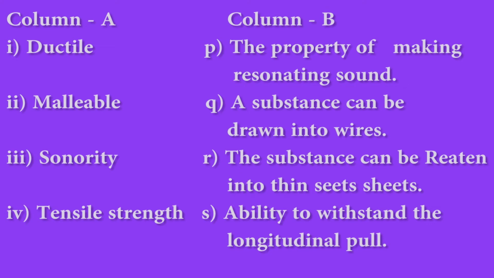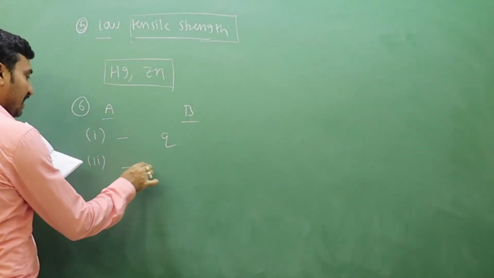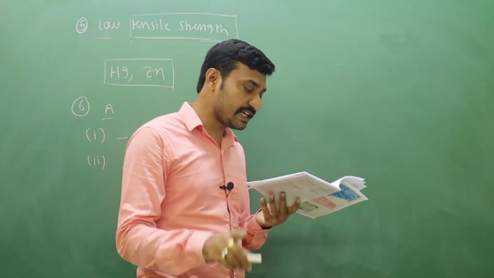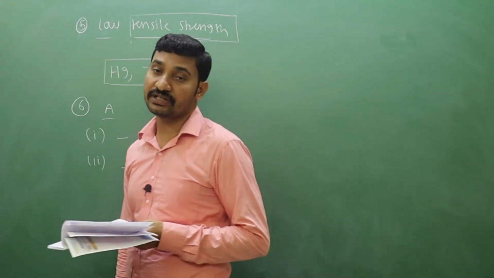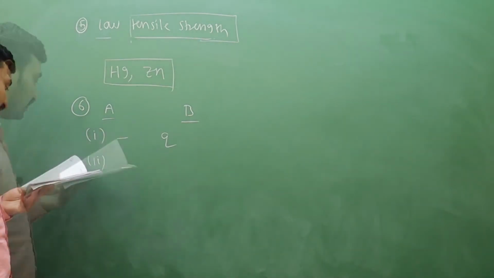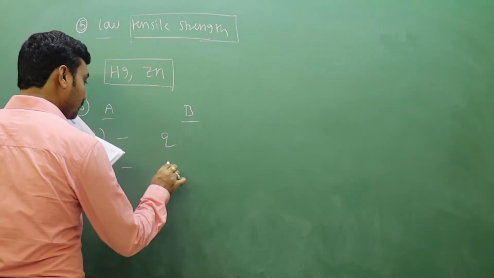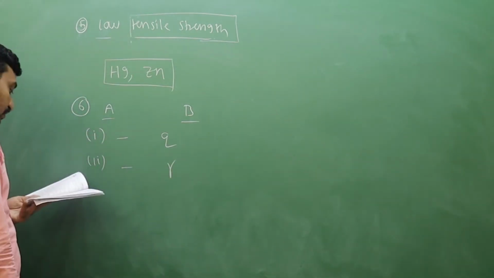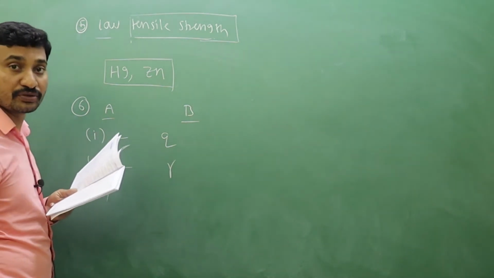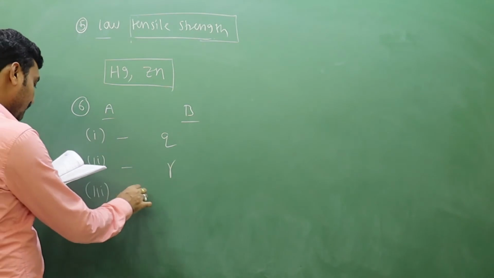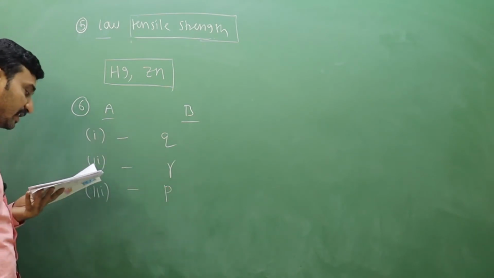Second one, malleable. Malleable is nothing but the property that a substance can be beaten into thin sheets, which we already discussed. Then the last property but one is sonority. Sonority is nothing but making sound, producing sound. That matches with P, the property of making a resonating sound.